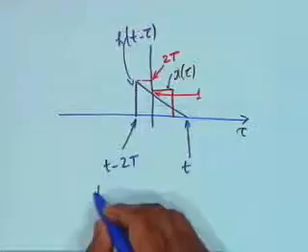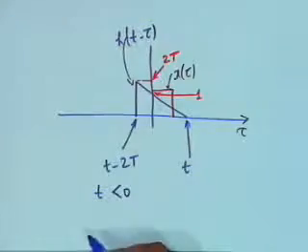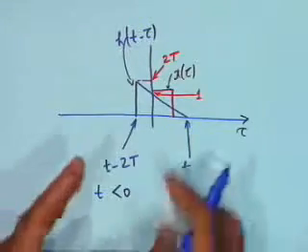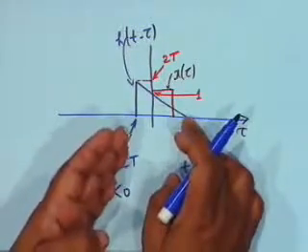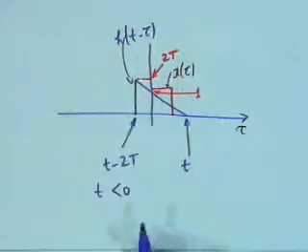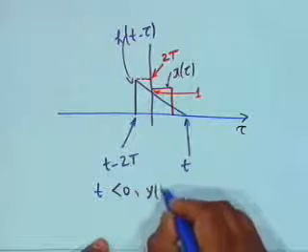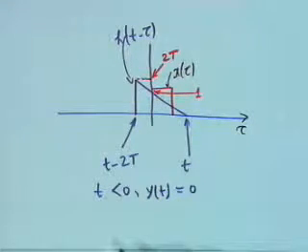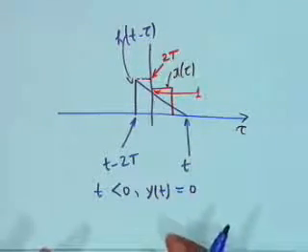Now it is quite clear that if small t is less than 0, that is, if this triangle shifts to the left of this vertical line, then there is no overlap, and therefore y of t, the convolution, should be equal to 0. Is this obvious?